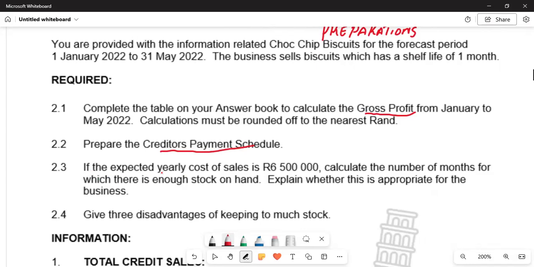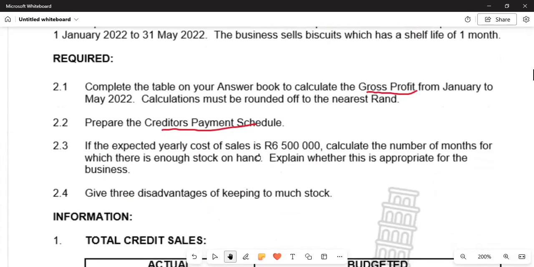Also, we are told if the expected yearly cost of sales is 6,500,000, calculate the number of months for which there is enough stock on hand and explain whether this is appropriate for the business or not. Give 3 disadvantages of keeping too much stock. So these are the questions that we are to answer. So now let's quickly go to the information.